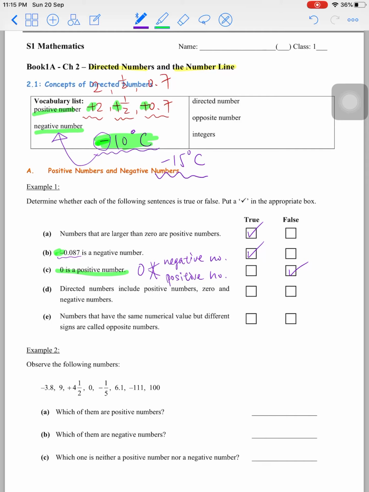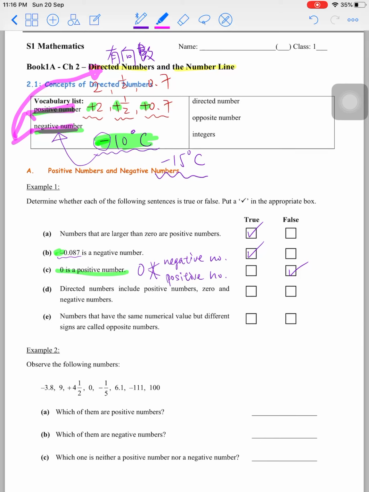Okay, directed number. Let me introduce what a directed number is. The Chinese for directed number is 有向數. That means it shows you the direction. 好似指咗個方向俾你咁樣。So positive and negative numbers are called directed numbers. Positive and negative numbers are called directed numbers.